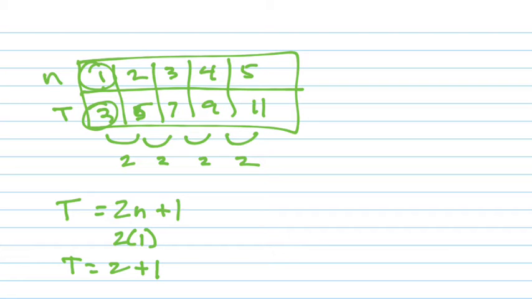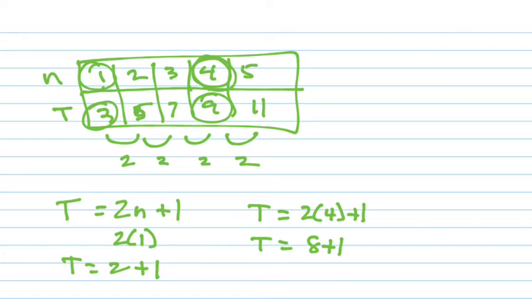Now, we can test it. Let's test it with 9. What is our n for 9? 4. So t should equal 2 times 4 plus 1. 2 times 4 is 8, plus 1 is 9. So is it true? Yes, so we've got the right pattern. Remember doing that, where we did the common differences?